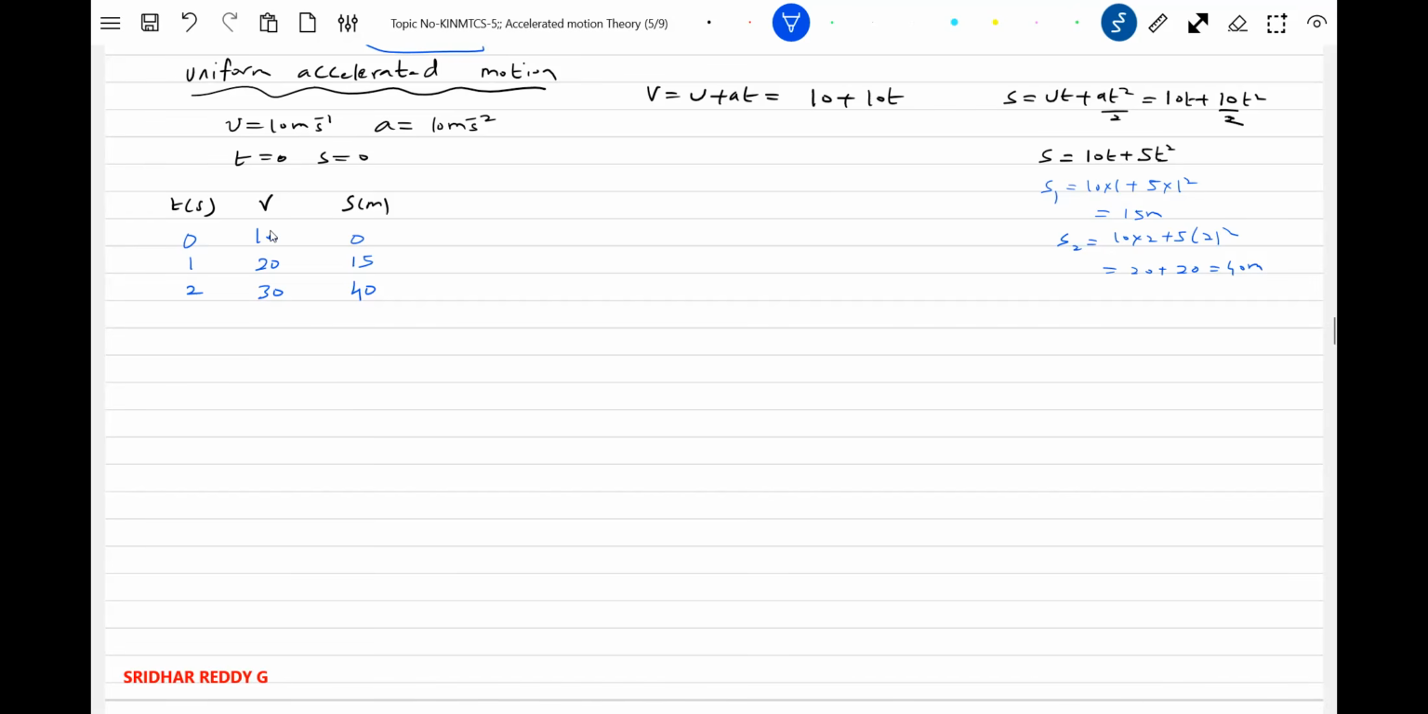Distance covered is what we are checking. So at t equal to 3, the velocity will be 40. Now S3 will be 30 plus 5 into 15. This will be 75, 105 meter. Am I right? I think I'm... 75. Oh, yeah, 105.